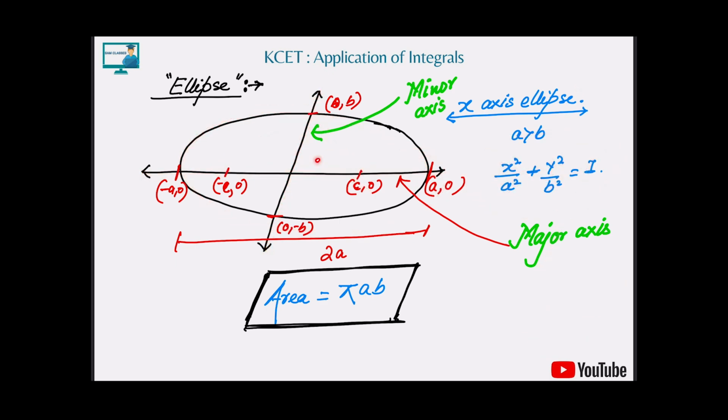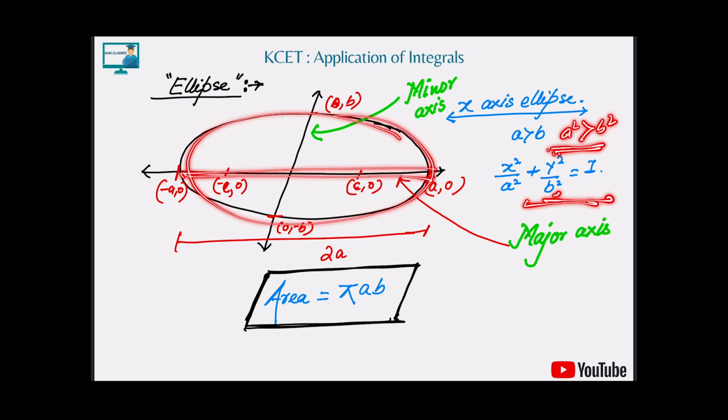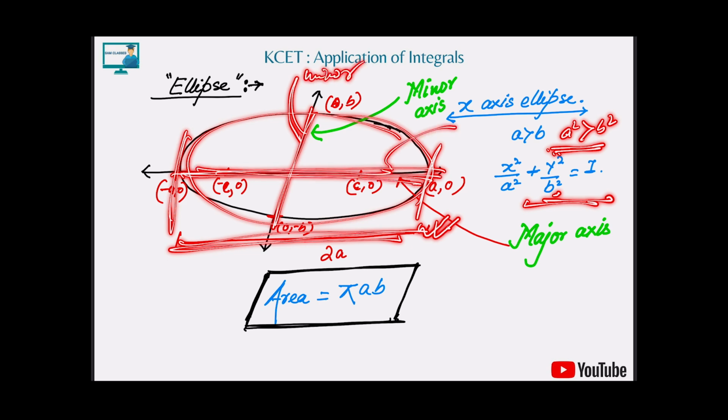In order to understand what is an x-axis ellipse, you'll see that the denominator of x square, a square, will always be bigger than b square. So when the denominator of x square is bigger than the denominator of y square, in that scenario you can say it is an x-axis ellipse. You can see by the diagram of this ellipse also, the major axis, the bigger axis, is the x-axis part, correct? And the minor is the smaller one. The major is 2a and that is bigger.